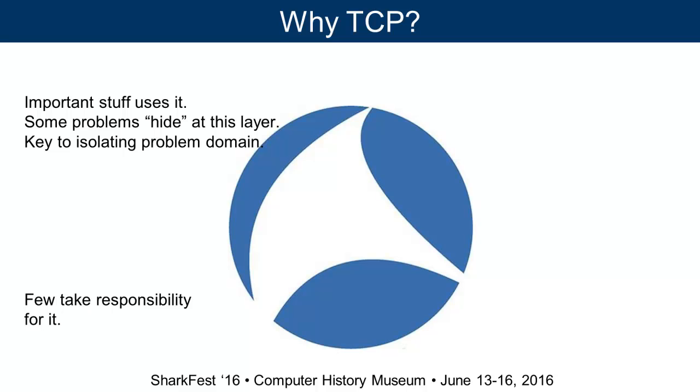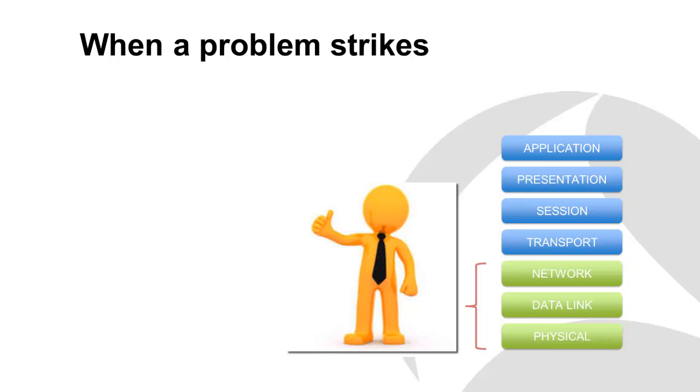So nowadays in 2016 and beyond, we're starting to see some of the weaknesses of TCP come to the surface. That's why some problems can hide at this layer of the OSI model, the transport layer, specifically TCP, when we're talking about connection-oriented, reliable transmissions. TCP is critical for isolating the problem domain. But the problem with the transport layer is that few people in IT organizations really take responsibility for it. Let me show you what I mean by that.